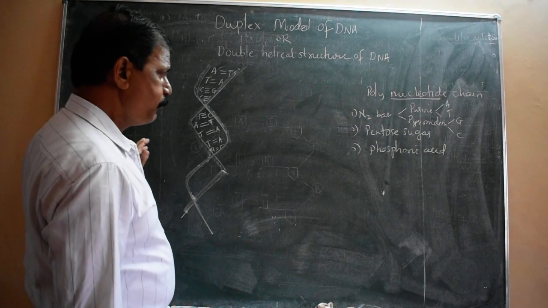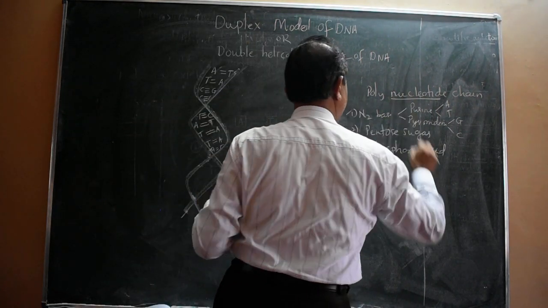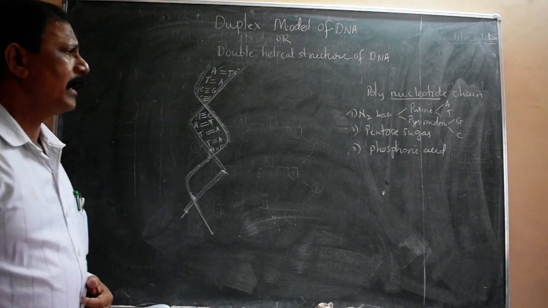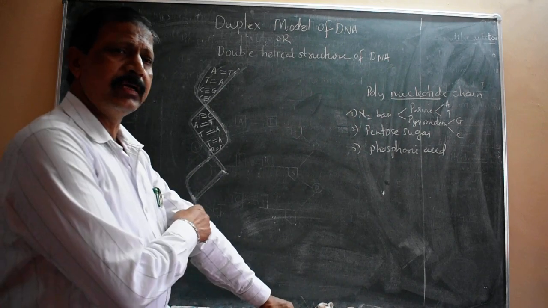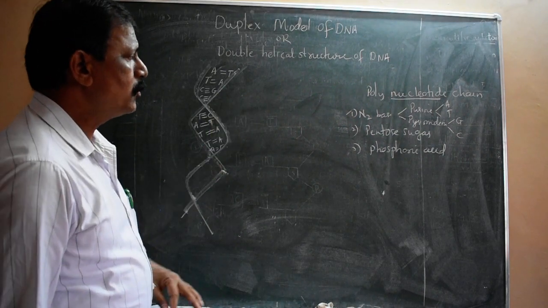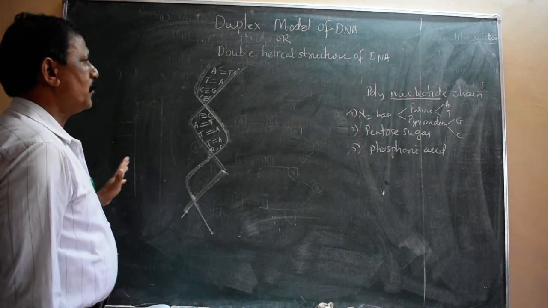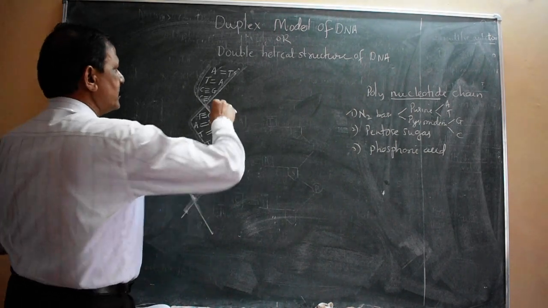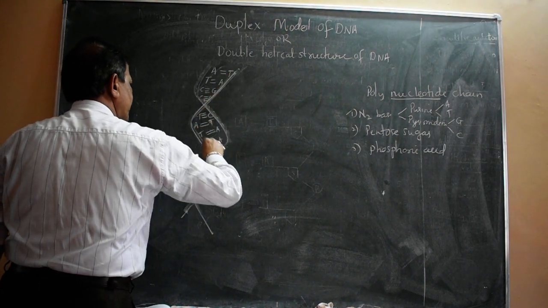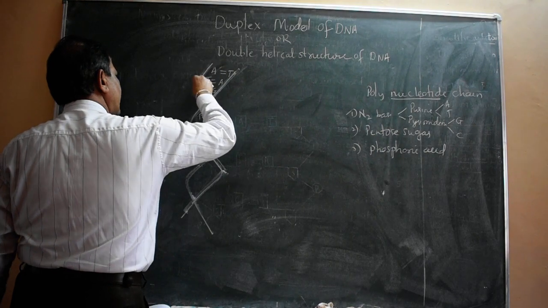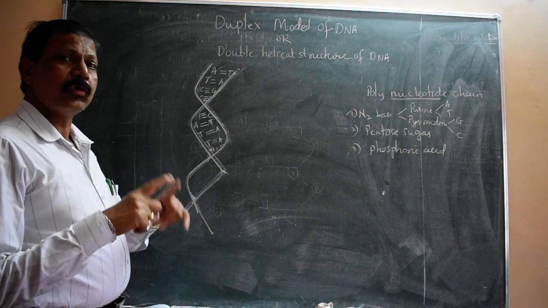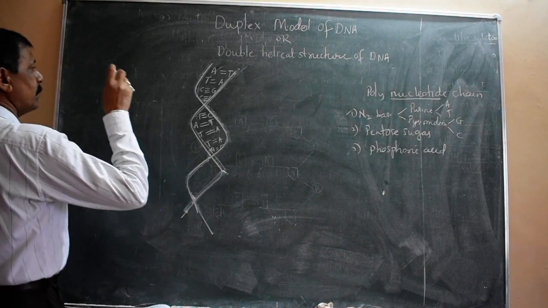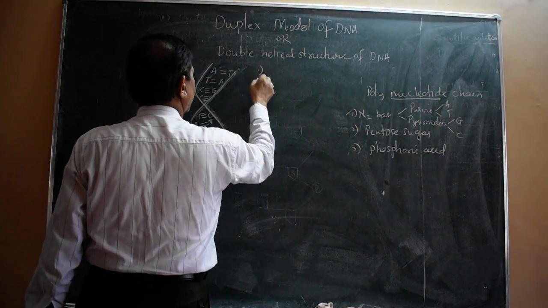So in this way, nitrogen base, pentose sugar and the phosphoric acid form the functional unit of DNA, and that is what you call a nucleotide, and that forms one polynucleotide chain. This is one polynucleotide chain, and this is another polynucleotide chain. So thereby both are anti-parallel.